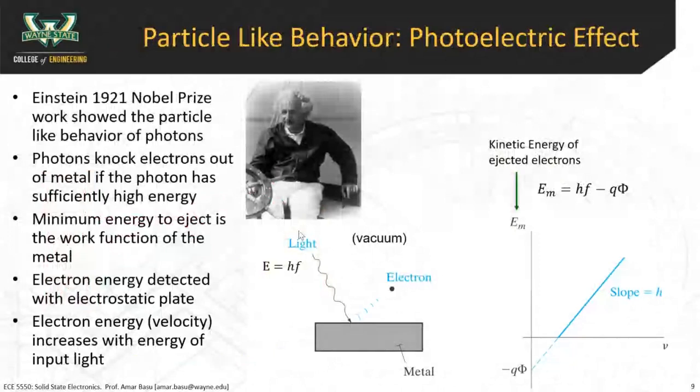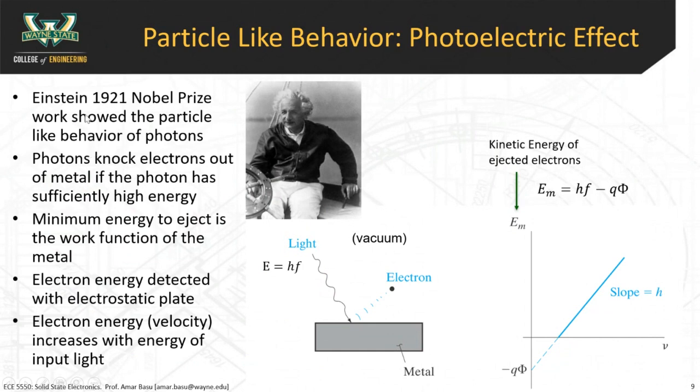Now there are examples of particles exhibiting particle-like behavior. This is an example of light photons exhibiting particle-like behavior, and this is called the photoelectric effect. This earned Einstein the Nobel Prize in 1921, where he showed this effect, and how this effect shows the quantized nature of atoms. All right, so let's talk about why this shows that particle-like behavior. The way this is often described is like billiard balls.